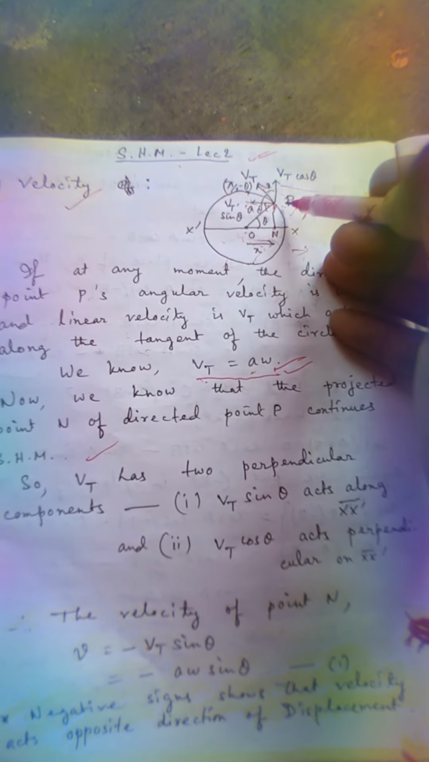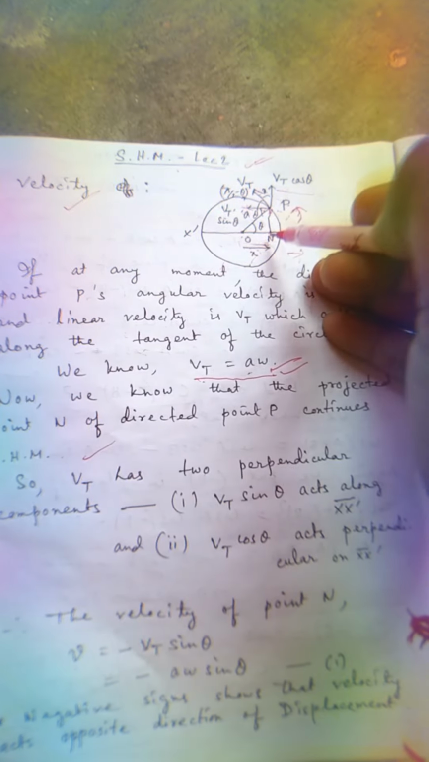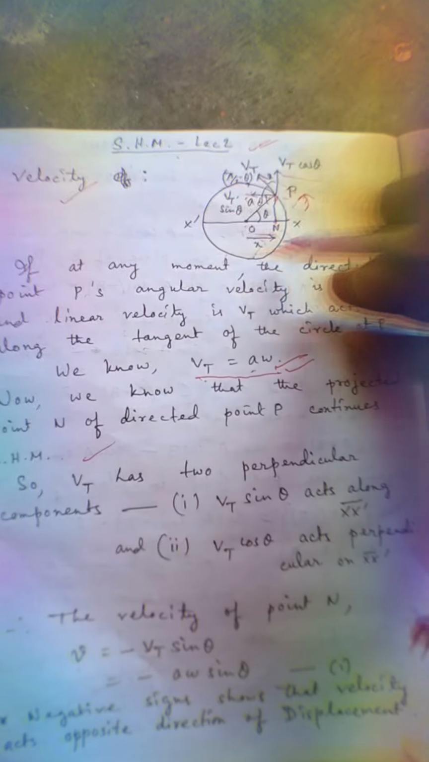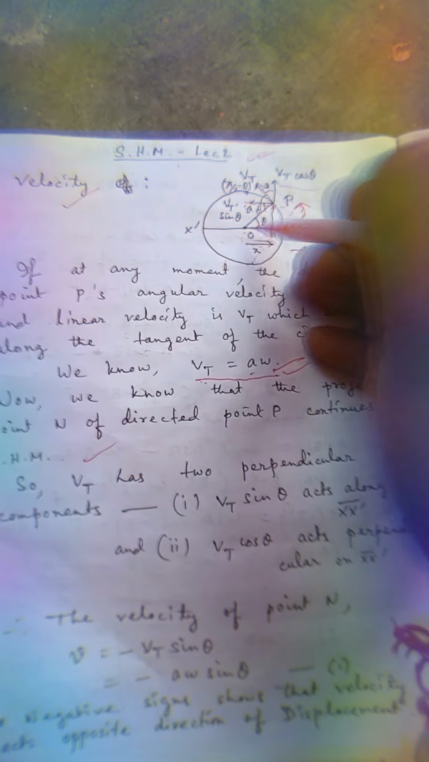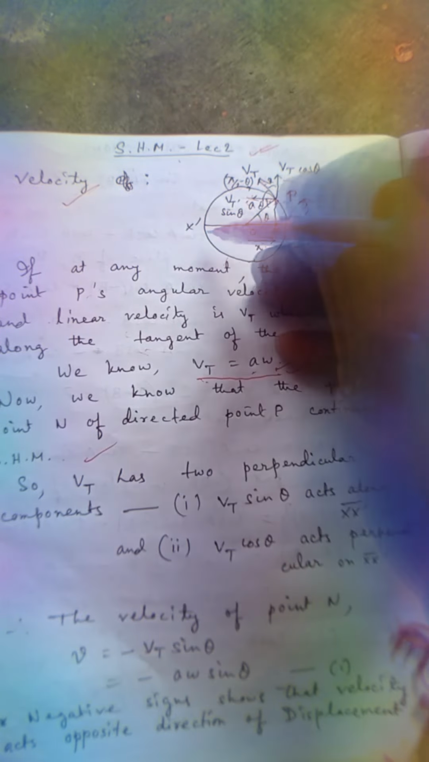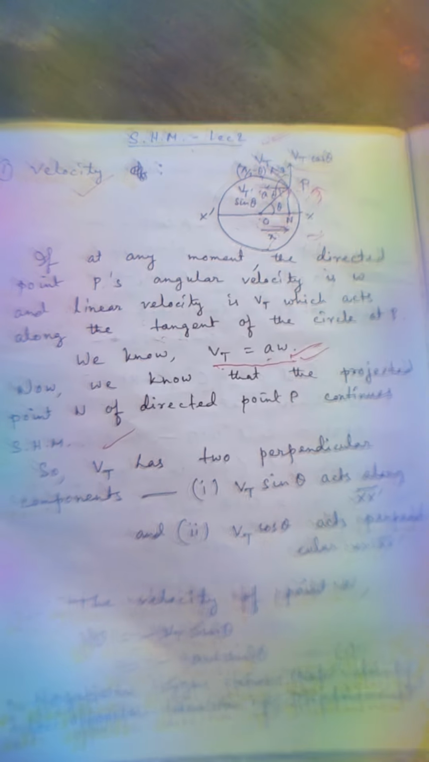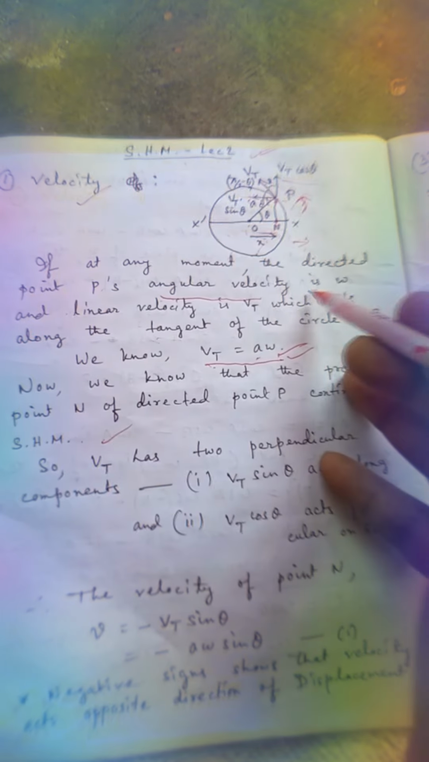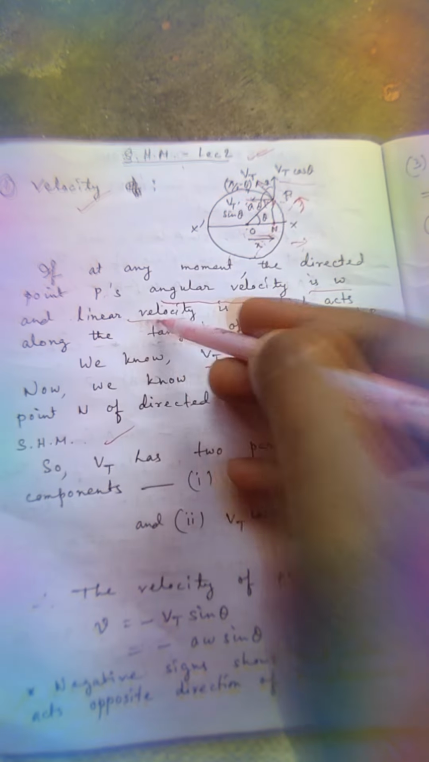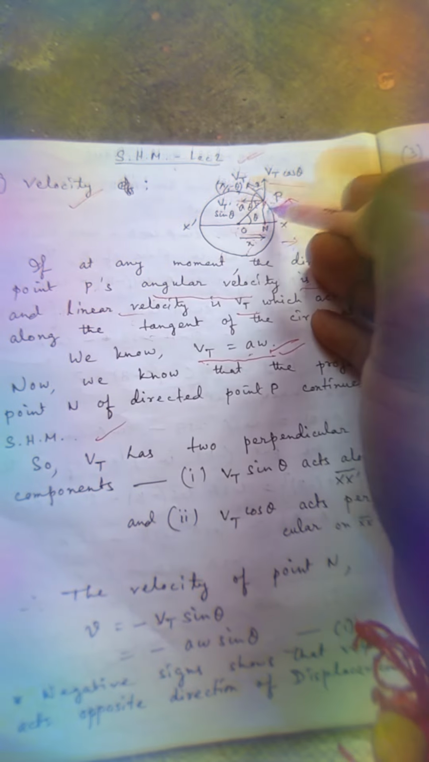I have taken a perpendicular, and N is the projected point of P. When P rotates anti-clockwise through the circle, then N executes simple harmonic motion through the diameter, the x axis. Here I have taken omega as the angular velocity of P, and the linear velocity of P is Vt. This is the linear velocity of P.